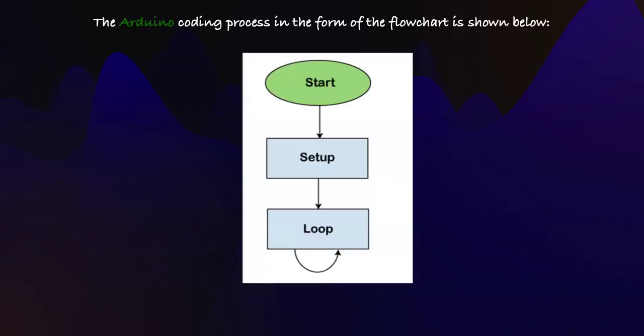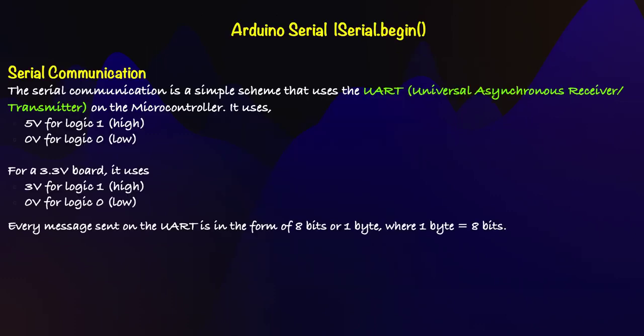See, this is the process basically. The Arduino coding process in the form of a flowchart. You see, first we start, then the setup, then the loop. That means void setup and void loop. So in void setup, the compiler reads what setup we want, which pin is the output, which pin is the input, or anything like that. And then comes the loop, which runs again. Okay, easier to understand.